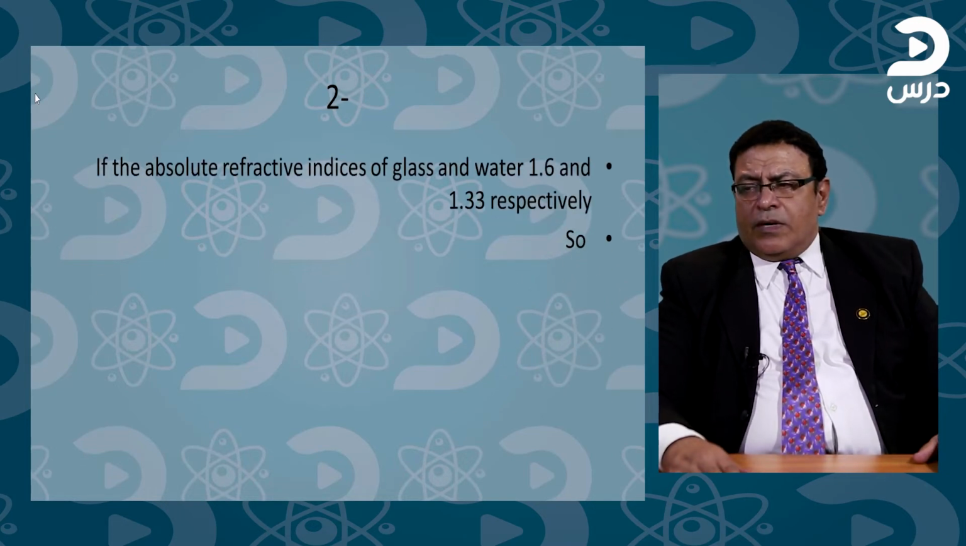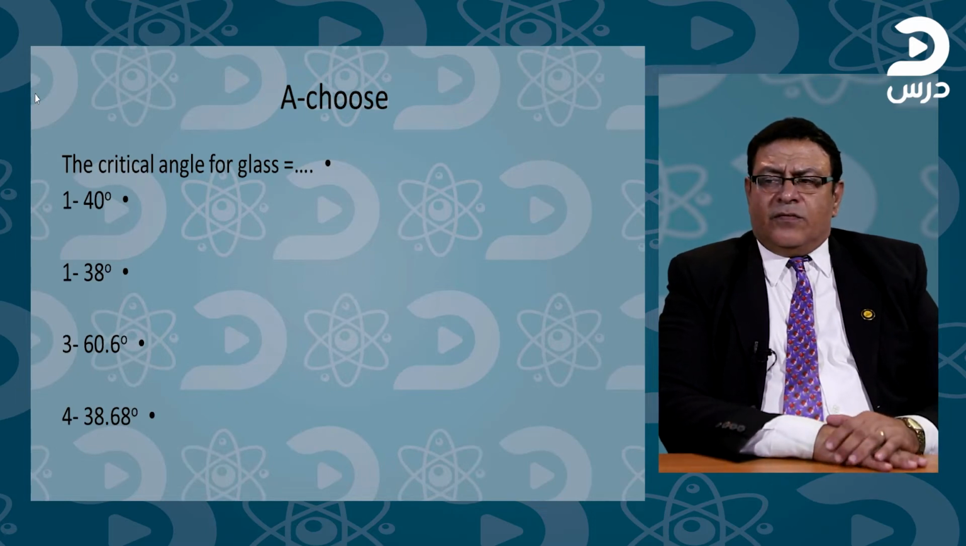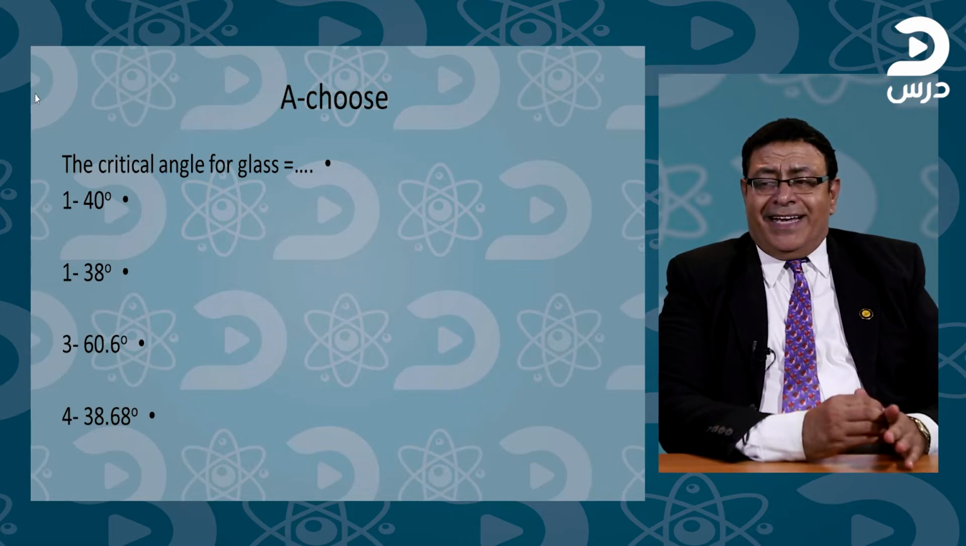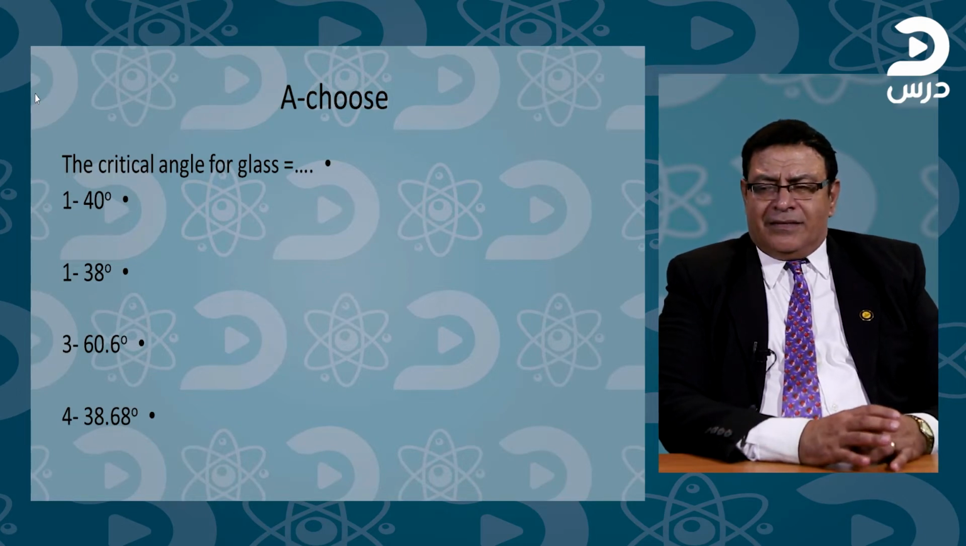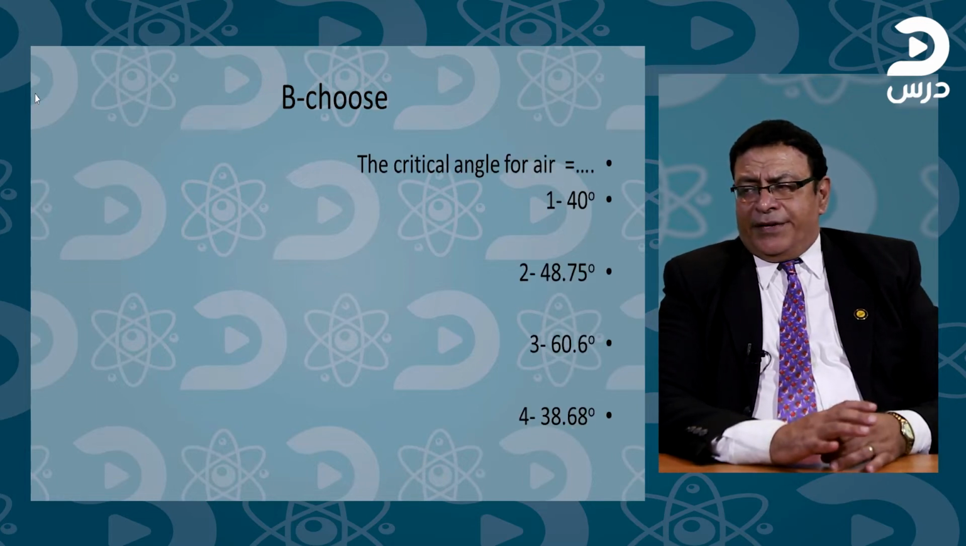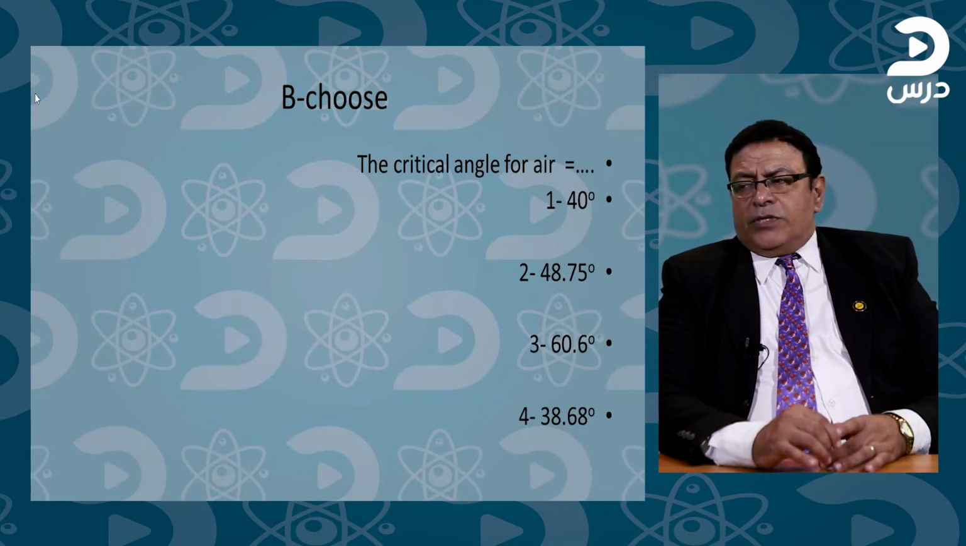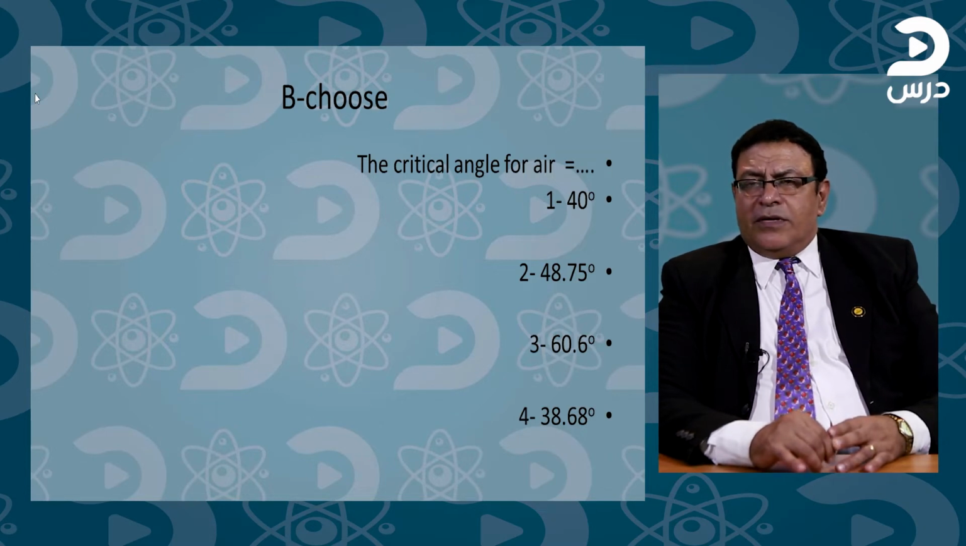Question 2. If the absolute refractive index of glass and water are 1.6 and 1.33 respectively, then A, the critical angle for glass: 40 degrees, 38 degrees, 60.6, or 38.68 degrees. B, the critical angle for air: choose 1, 40; 2, 48.75 degrees; 3, 60.6 degrees; 4, 38.68 degrees.